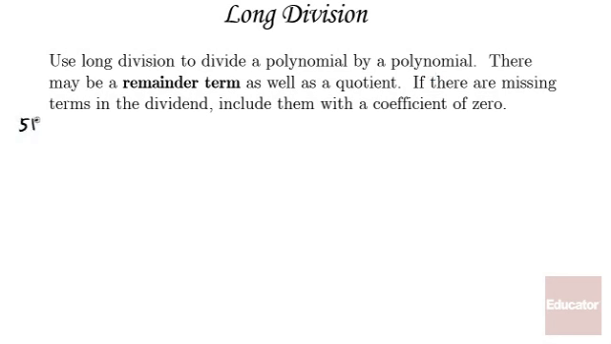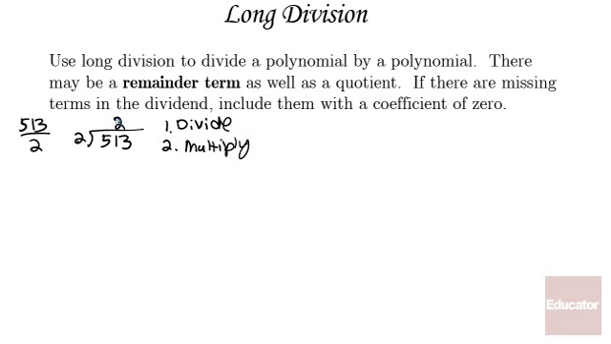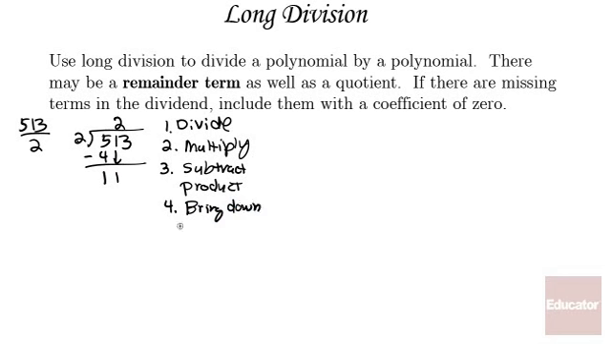If you were asked to divide something like 513 by 2 by long division, think about what you'd be doing. First, you divide. You divide with the first term, using the first term in the divisor. 5 divided by 2. Okay, so that is going to give me 2. Next, I'm going to multiply. I'm going to multiply 2 by the divisor, 2, to get 4. And then I'm going to subtract that product. 5 minus 4 is going to give me 1. Next, I'll bring down the next number. In the case of polynomials, I'll bring down the next term.